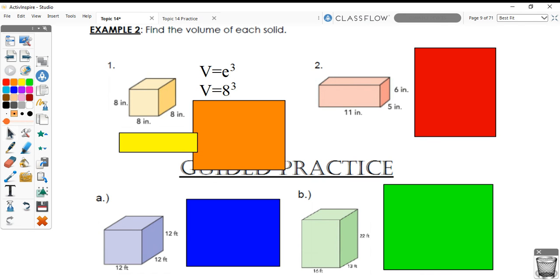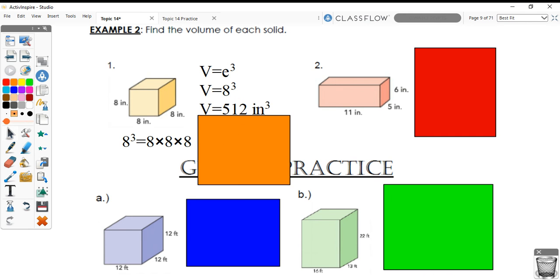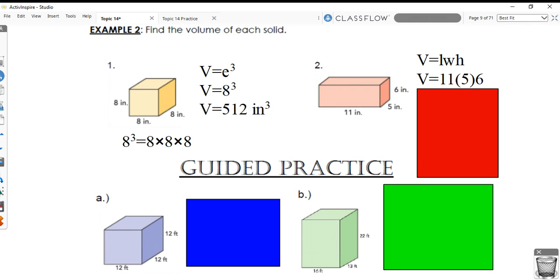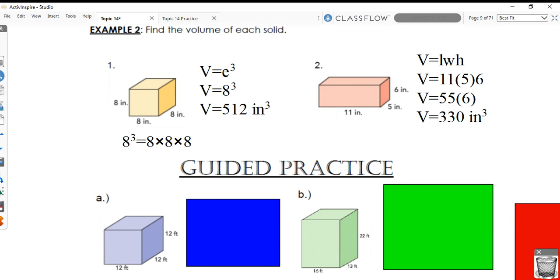I'm going to point this out now, and I hope it's not a problem. 8 to the third power is not 24. 8 to the third power is 8 times 8 times 8. 8 times 8 is 64, times 8 again gives us our volume of 512. Problem number 2. We've got another rectangular prism, so we'll go length times width times height. We're going to go 11 times 5 times 6. Don't overthink it, y'all. 11 times 5 times 6 gives us a volume of 330.